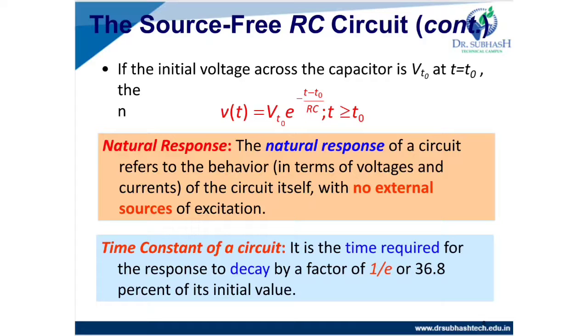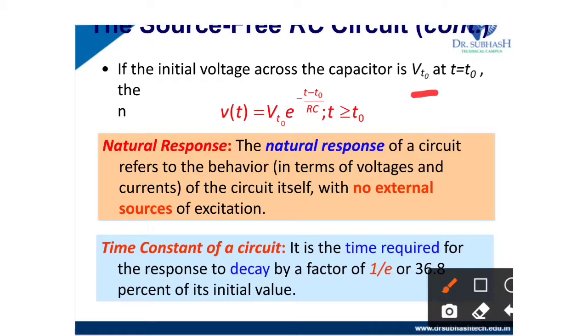If the initial voltage across the capacitor is V(t0) at t equal to t0, then V(t) equals V(t0) e raised to minus (t minus t0) upon RC when t is greater than or equal to t0. The natural response of a circuit refers to the behavior, in terms of voltage and current, of the circuit itself with no external source of excitation.